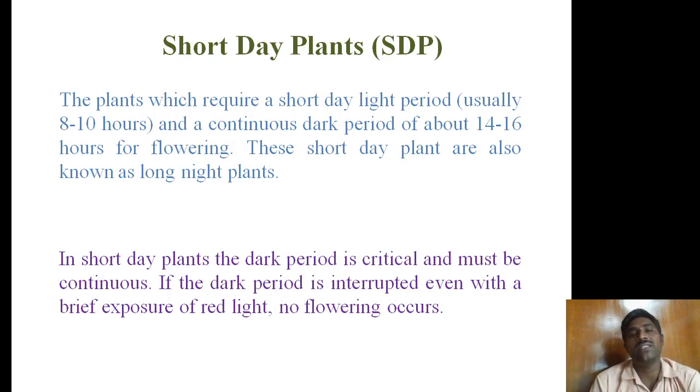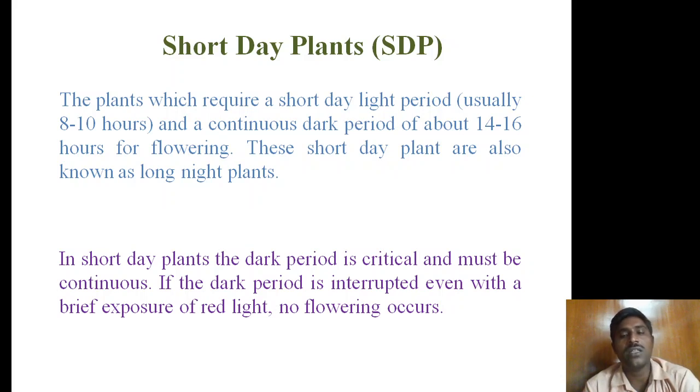Next, short day plants, generally abbreviated as SDPs. The plants which require a short daylight period, usually 8 to 10 hours, and a continuous dark period of about 14 to 16 hours for flowering are called short day plants.